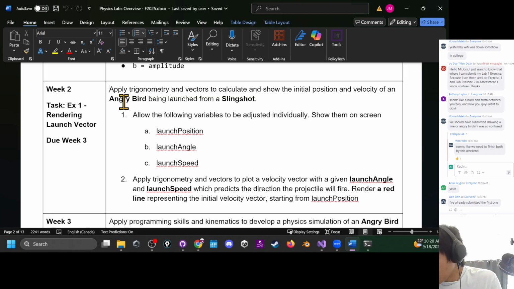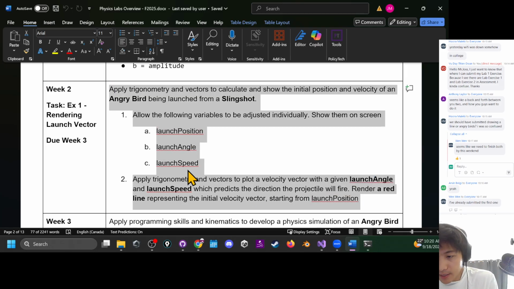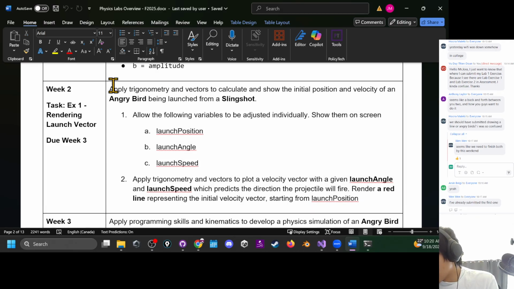So what I'm expecting you guys to have by the 21st, so that's in 3 days, is this line drawing from a starting position given an angle and a launch speed. Okay, so that's what I want us to do. If you want help finishing that, then we can do that, if we finish class in time.